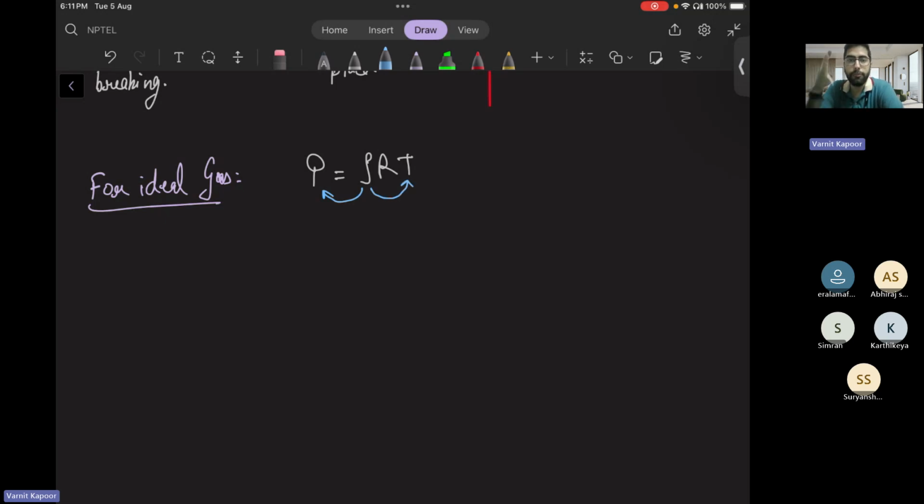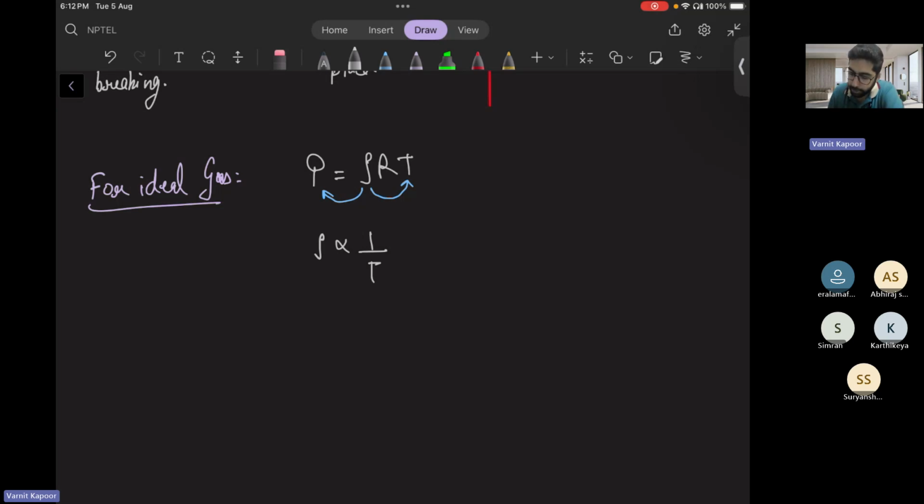So what we will do, we will study the effect of temperature and pressure separately. When we are studying the effect of temperature, we will keep the pressure constant, and when we are studying the effect of pressure, we will keep the temperature constant. Okay. So if you see here, from the above relation, density is inversely proportional to temperature.